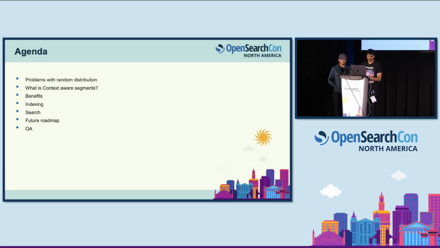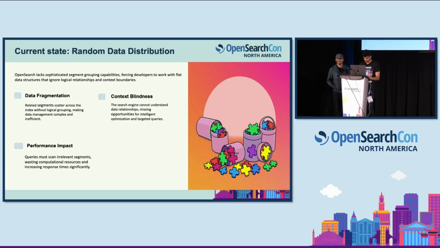So this is just a brief of what we are going to talk about. We'll start off with the problems with random data distribution in OpenSearch. We'll introduce what context-aware segments are, go through the benefits of it, and then give a little bit of detail on how indexing and search is going to work for context-aware segments. After that, we'll also highlight some of the features that we are planning for future, and then it will be open for questions. So let's dive into it.